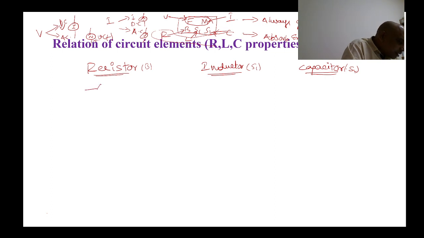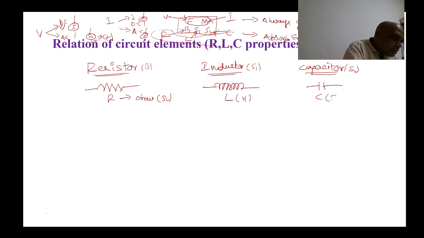resistor is represented with this symbol, and this one is inductor, this one is capacitor. The representation is RLC. What is the unit of resistor? Ohms. The unit of resistor is ohms. Unit of inductor? Henry. Unit of capacitor? Farad. What is the unit of voltage? Volts. Current? Ampere.